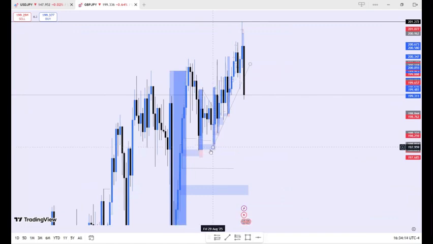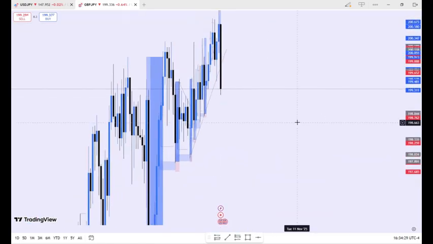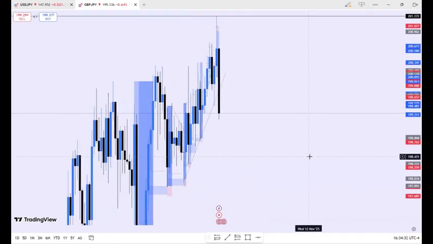Now we're saying there's tons of liquidity, and price is going to sweep all this liquidity, then tap from a clean structure and continue the buy. Are you guys following? Price is going to tap from a clean structure and follow the buy.